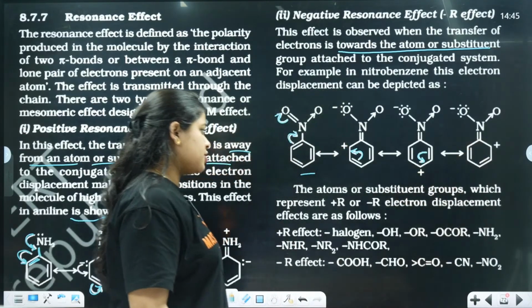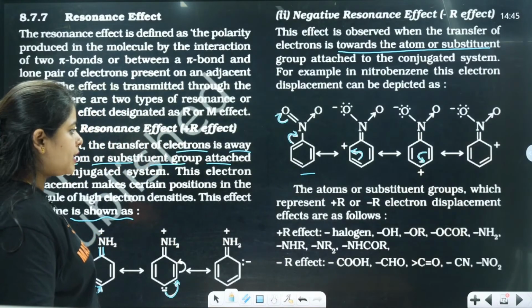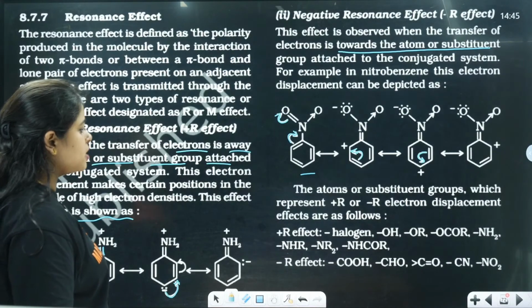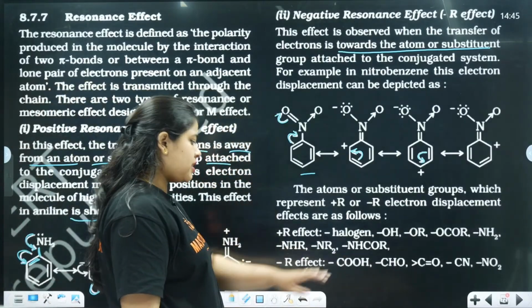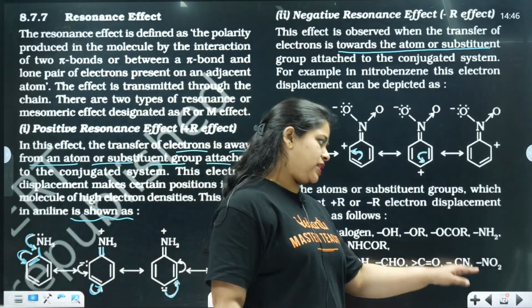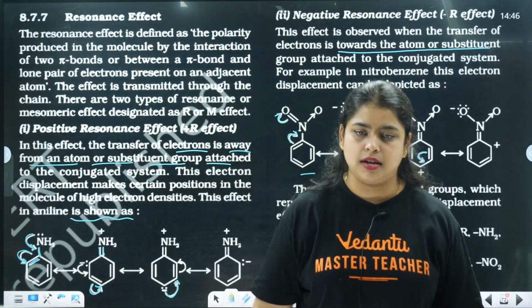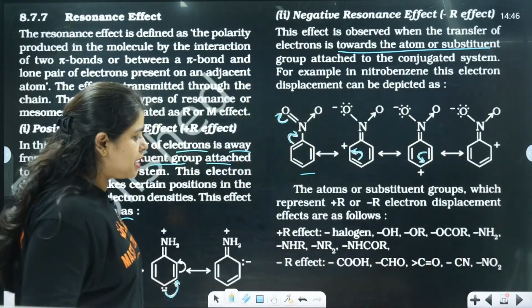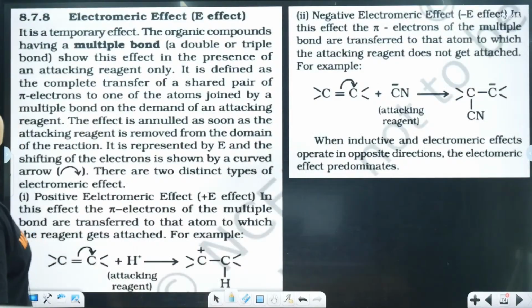Okay, how the structures are being formed. Now the atoms or substituted groups which represent plus R or minus R electron displacement effects are as follows. If plus R effect is there: the halogens, OH, OR, OCOR, NH2, NHR, NR2, NHCOR. And minus R effect: CHO, COOH, C double bond O, CN and NO2. These are minus R effect. These are a few examples to make you understand, because if I teach everything in full, nobody will be able to follow. So these are some examples for plus R effect and minus R effect, which you people can learn.